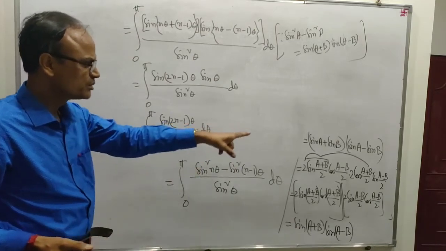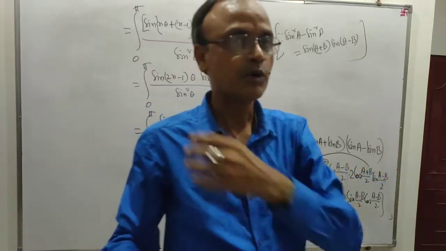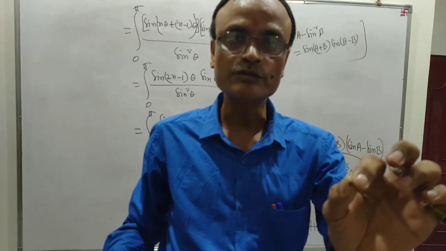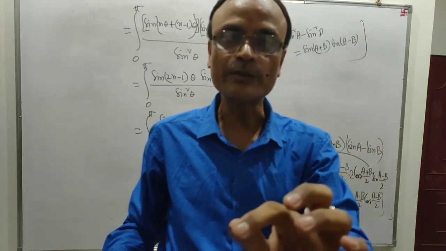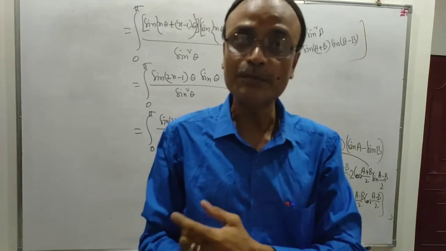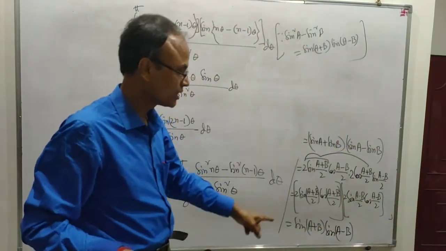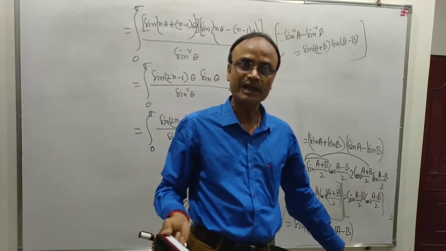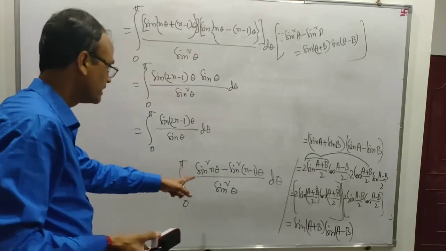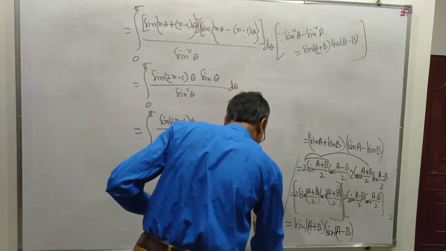Now you may apply this formula, sin square A minus sin square B, which is equal to sin(A plus B) into sin(A minus B). We have applied this formula. Now, suppose it is star.